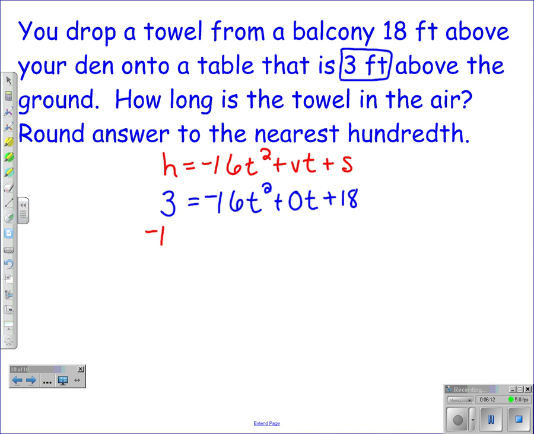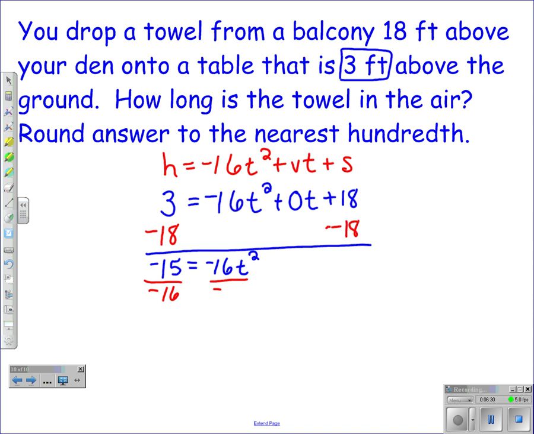We start simplifying this problem by subtracting 18 on both sides so that we get our t squared all by itself. That leaves us with negative 15 equals negative 16t squared. We will divide by negative 16 on both sides. And since we are approximating this one, because we're rounding our answer to the nearest hundredth, we will divide 15 by 16, and we come up with 0.9375, and it's positive, equal to our t squared.